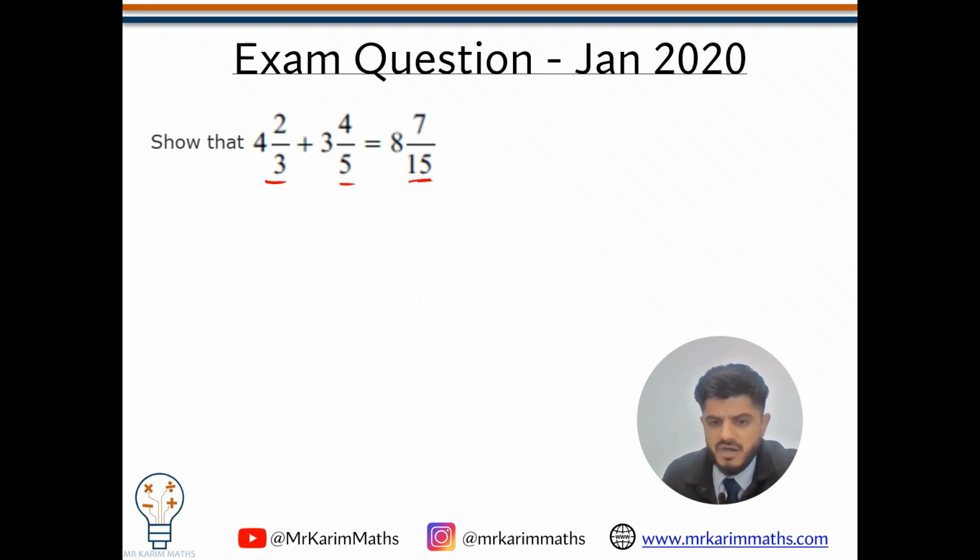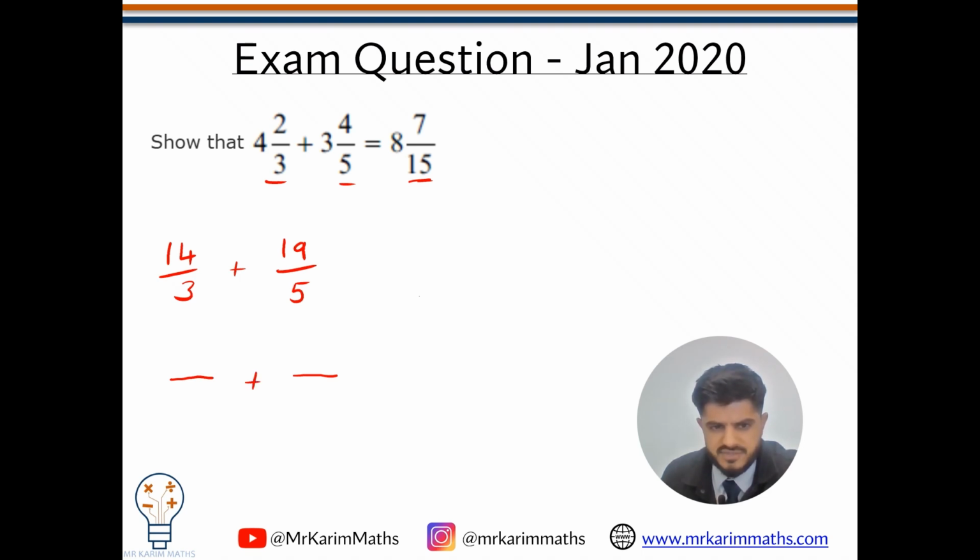Now, the first mark is usually given for converting it to an improper fraction. So let's start with that. So 3 times 4, 12, plus 2 gives us 14. Second one, 5 times 3 is 15, plus 4, it's going to give us 19. So that's our first mark. And then we want to convert this into common denominators.